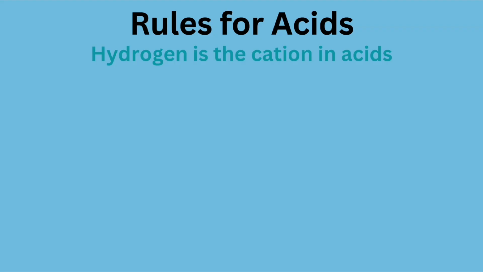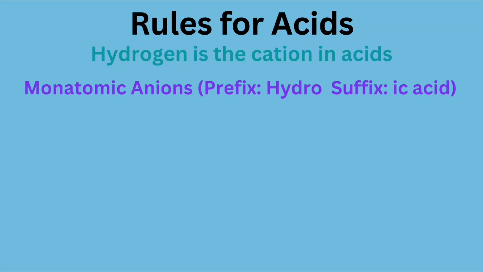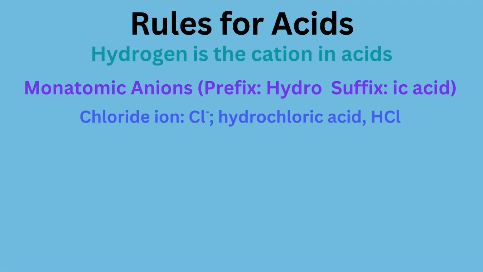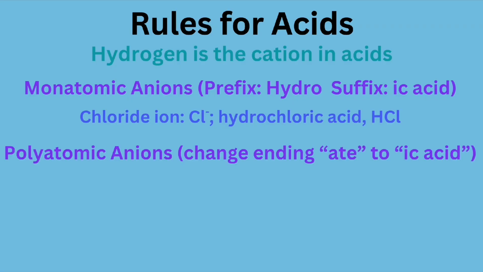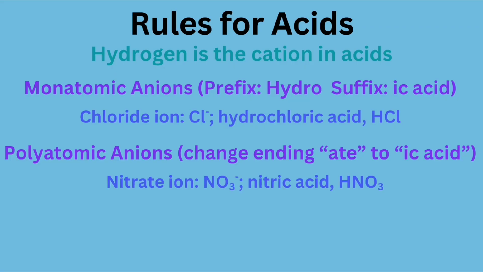The rules for writing your formula and naming your acid are different depending on what type of anion you have attached to your hydrogen. Hydrogen is the only cation that you're going to need, but if you have a monatomic anion, meaning it comes from the periodic table, you have to add the prefix hydro and then change the ending to ic acid. So if you have chlorine, for example, that's the chloride ion, and it comes from the periodic table, it's monatomic, you end up with hydrochloric acid. And the formula is HCl because Cl only has a 1- charge.